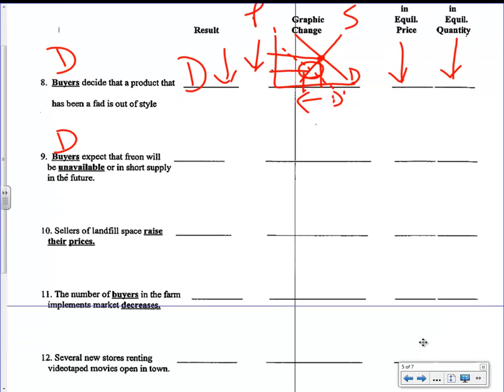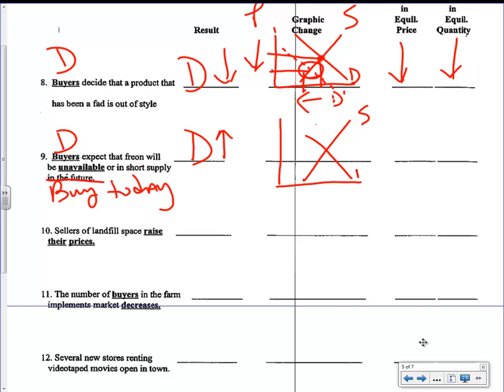Buyers means demand. Expect that Freon will be unavailable in the future, so they're going to buy today. So demand will rise. If you expect that there will be higher prices in the future, you expect it will be non-existent in the future, buy everything you can today. So demand shifts to the right. Here is our original equilibrium, price and quantity. Here's our new equilibrium price, new equilibrium quantity. So price goes up, quantity goes up for equilibrium quantity.